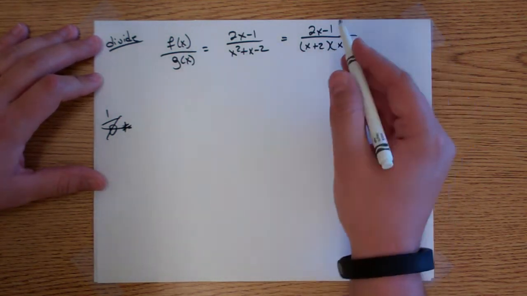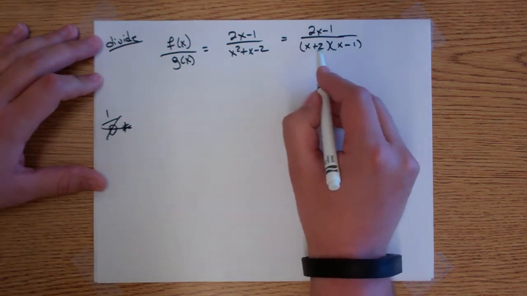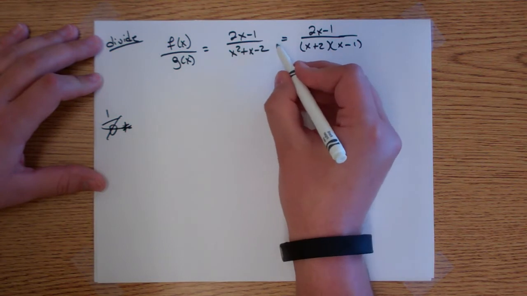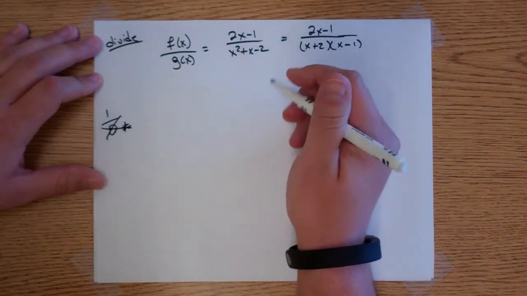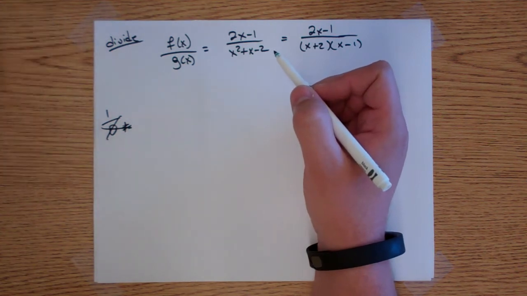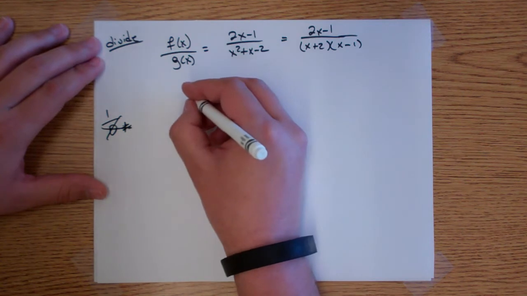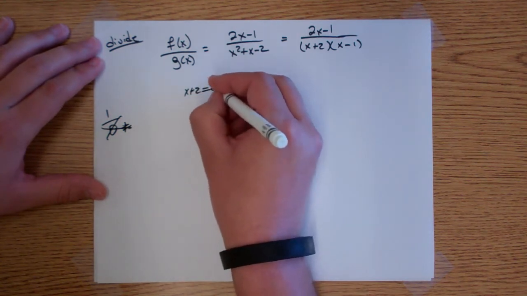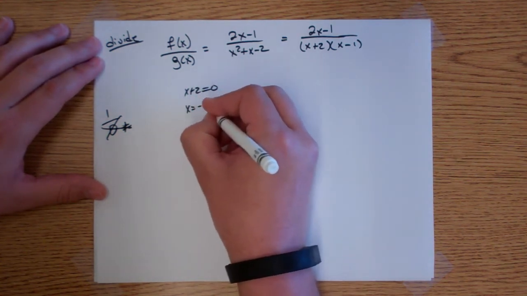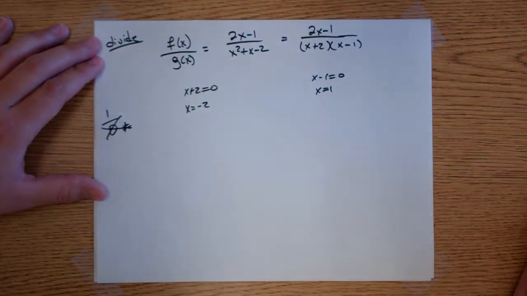How we do that is, since we factored this, we set each one of these equal to 0. If this wasn't factorable, you just set it equal to 0 and then solve it out. Like if it was just, say, 2x plus 1, you just set that equal to 0 and solve it. So we know that x plus 2 equals 0, so x equals negative 2, and then x minus 1 equals 0, so x equals 1.